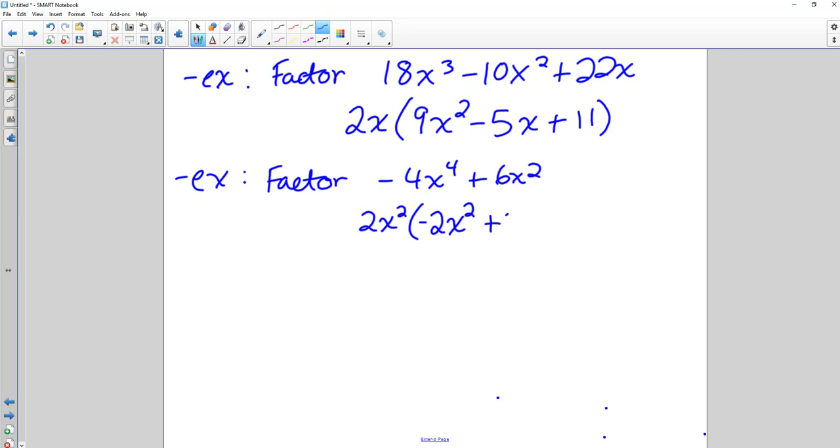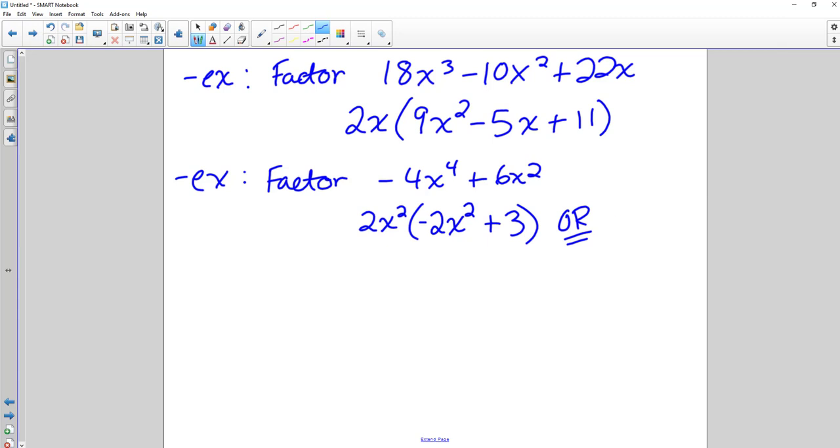Plus 2 out of 6, I'm left with 3, and I took x squared out of x squared, so just left with 3. Now this one I set up a little different because I'm going to put a little or here, because sometimes I want that leading coefficient within the parentheses. I might want it to be positive.